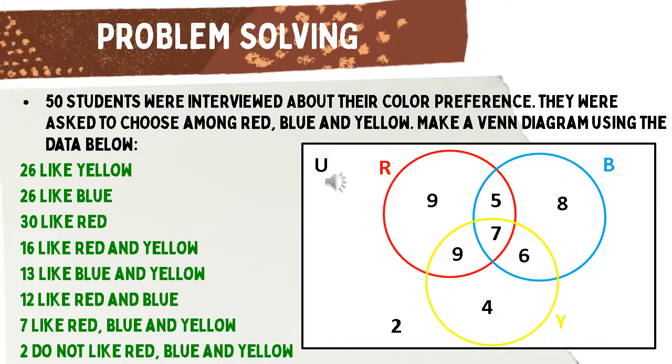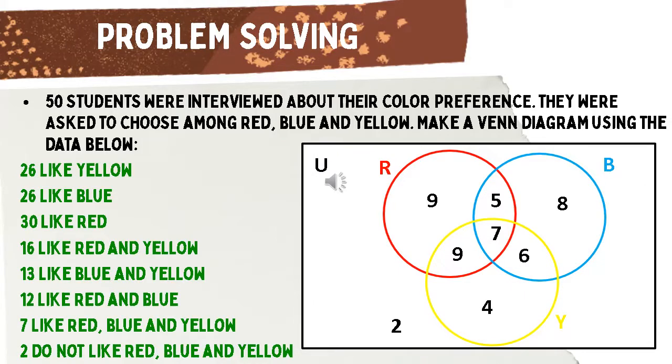Okay, how about yung blue naman? Meron tayo itong 5, 7, 6. Add lang natin ulit, katulad ng ginawa natin kanina dun sa red. So 5 plus 7, 12, plus 6, 18. So, ilan ang may gusto ng blue? 26. So, 26 minus 18 is equals to 8.